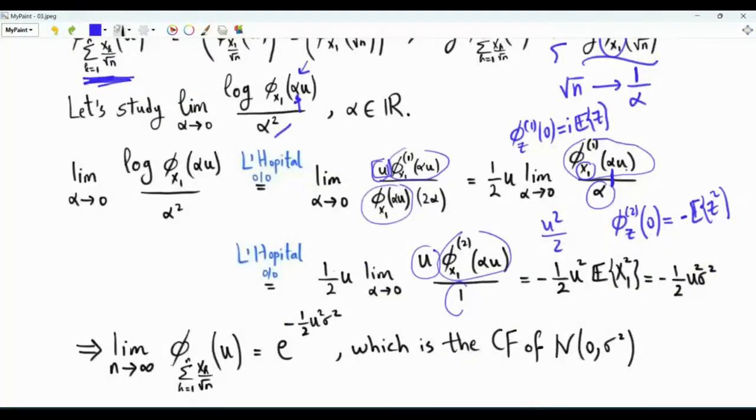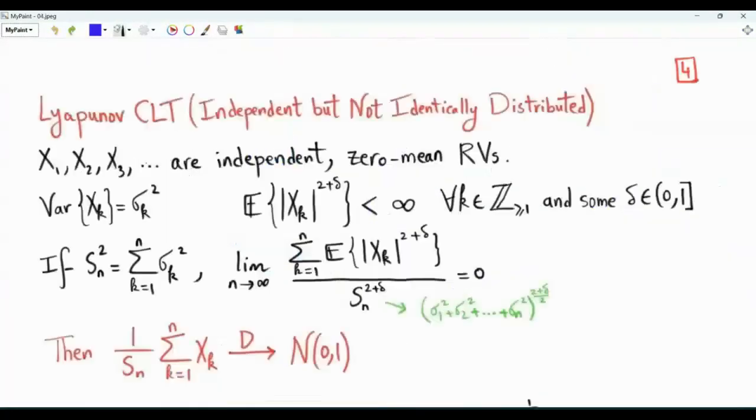We have a limit. The characteristic function of the sum divided by the square root of n, as n tends to infinity, will converge to e to the power minus half u squared sigma squared. And this is a function that is continuous at u equals 0. By Levy's continuity theorem, we do have convergence in distribution. Basically, the CDF of this quantity converges as n tends to infinity to the CDF of a random variable with this characteristic function. And this random variable is nothing but the Gaussian random variable with a mean of 0 and a variance of sigma squared.